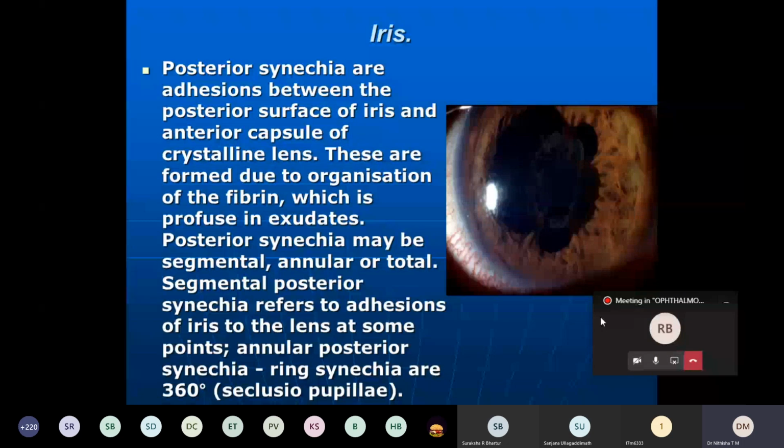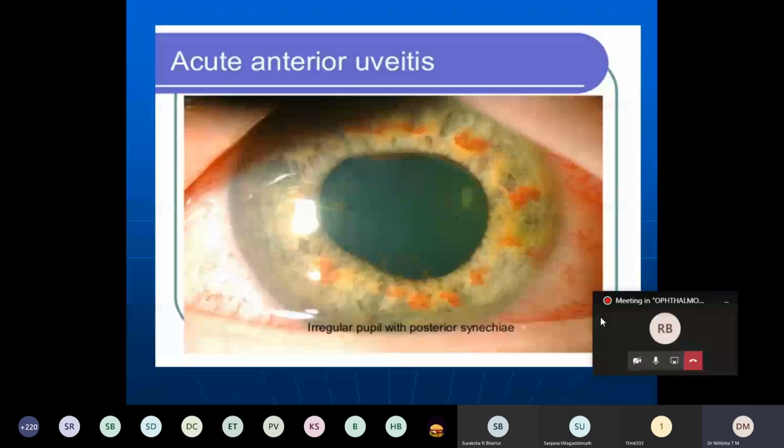This is a picture of acute anterior uveitis where you can see the pupil is irregular. Normally you have a small, regular, reacting pupil of 3 to 4 millimeters in size. It becomes irregular in size, and you can see posterior synechiae, broken synechiae, at so many places at 11 o'clock, 12 o'clock, 1 o'clock, 5 o'clock, 7 o'clock and 9 o'clock. So whenever you want to break the synechiae, you have to use your cycloplegics.